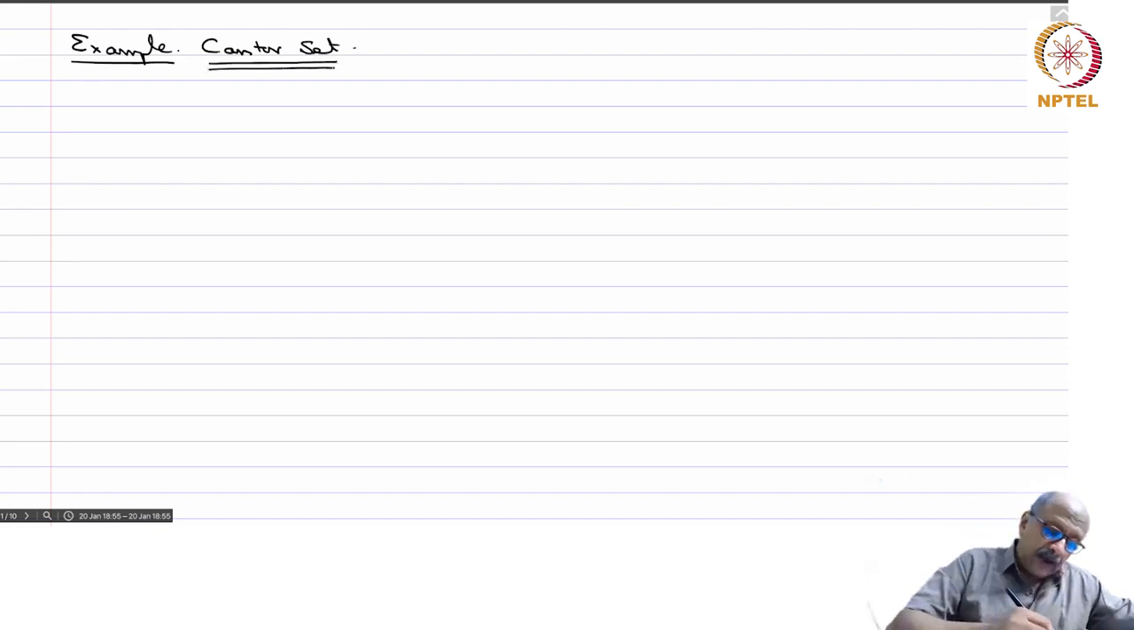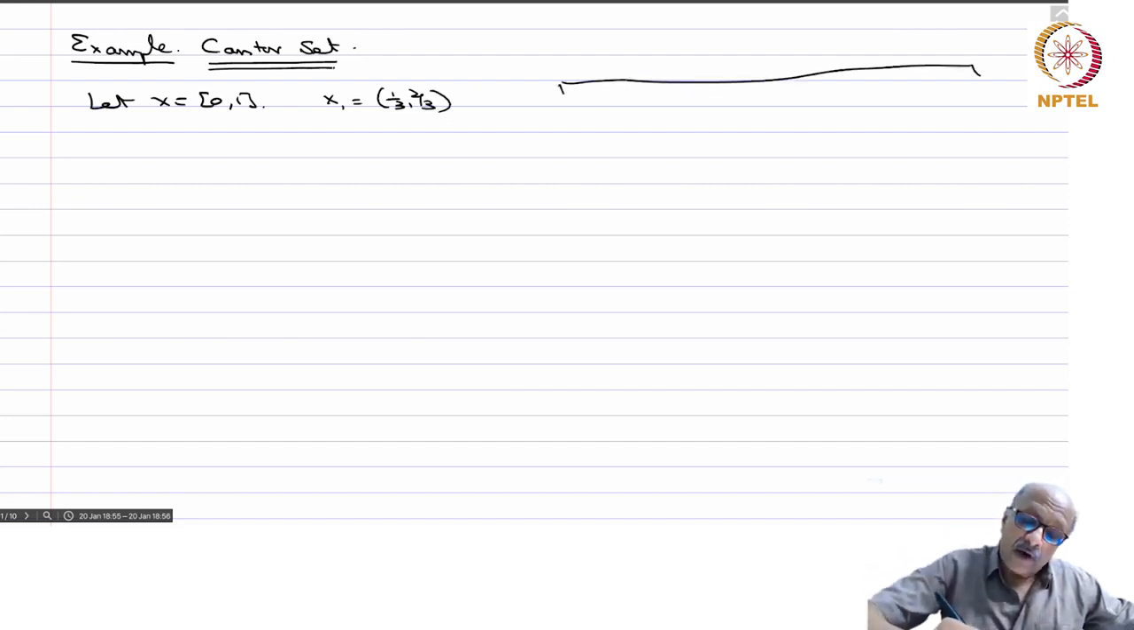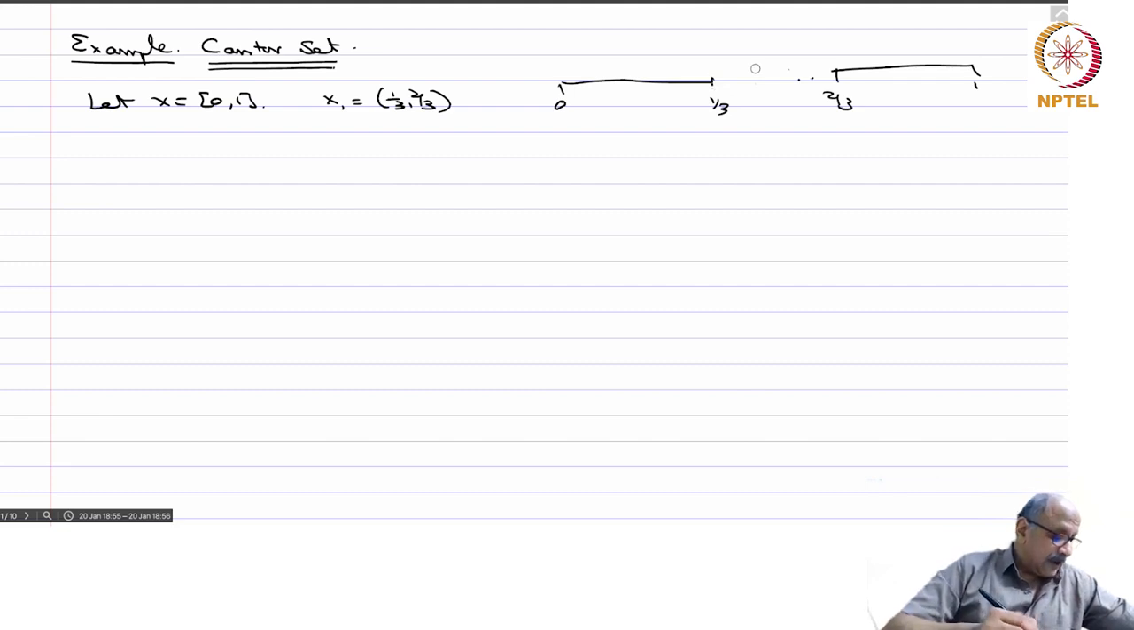Okay, so let X equal [0, 1], and then you set x1, which is (1/3, 2/3). So you take the interval [0, 1], and then you divide it into 3 parts, 1/3 and this is 2/3, and I want to remove this portion now. Okay, so I am going to remove it. So let me erase it. Okay, and then I write x1 like this.